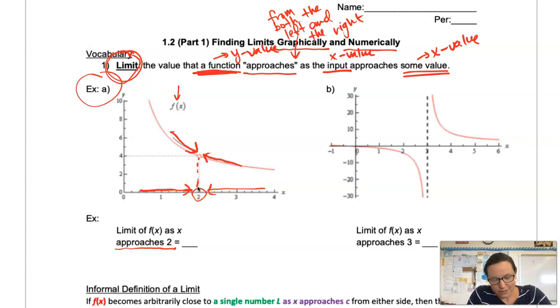Before we do that, I want you to think of the limit as what you would find if you were looking through an open window. And I want you to keep this visual in mind every time we're talking about limits. So let me show you what I'm talking about.